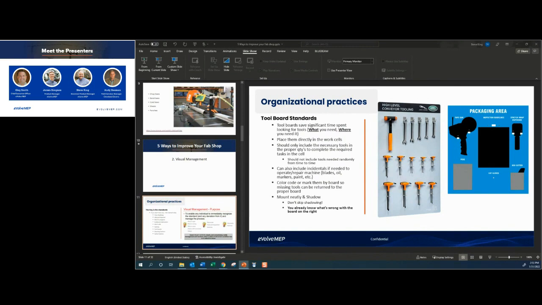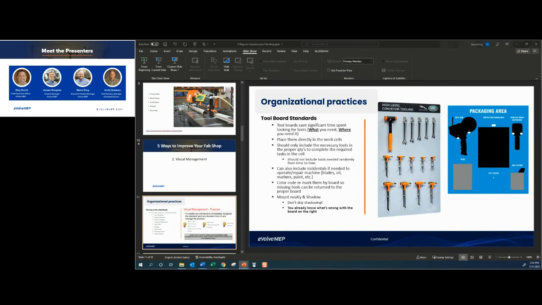But the one on the right, you can see the condition immediately. Nobody needs to tell you there's something wrong with that packaging area tool board. What's wrong with it is there's nothing on it. It's all gone. So, what happened to my tape gun? What happened to my box cutter? Oh, I got to walk across the shop. Somebody stole it.